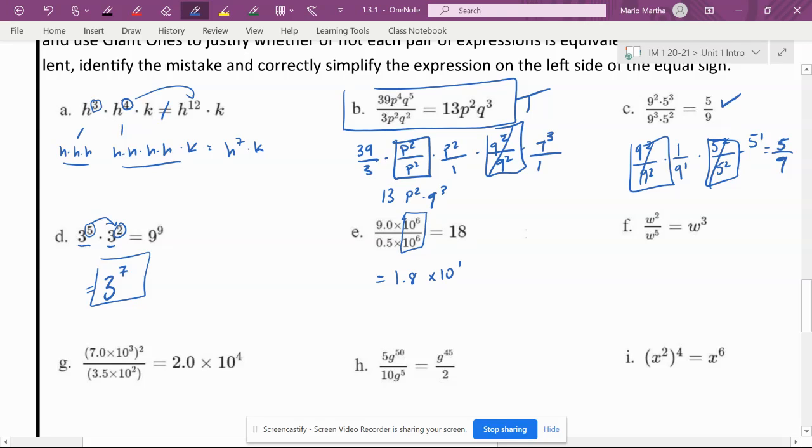On the next one, if you notice, what do we have? We have w to the second power over w to the fifth power. That equals w to the third power. So w squared over w squared times 1 over w to the third power. So this is our giant 1 right there. And we're left with 1 over w to the third power. So this one's also not true.